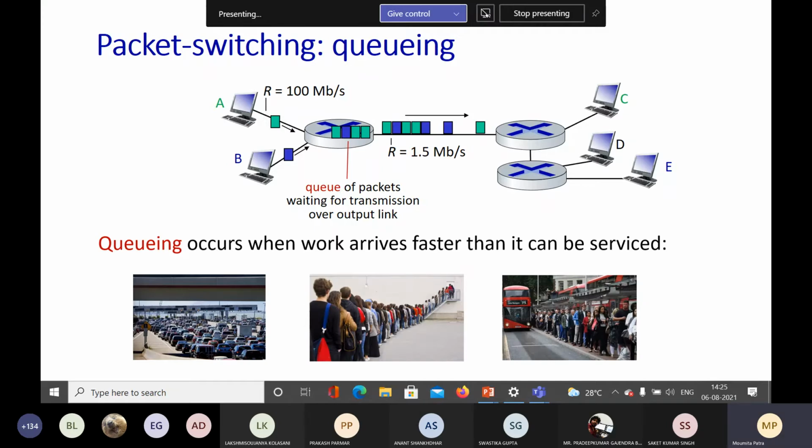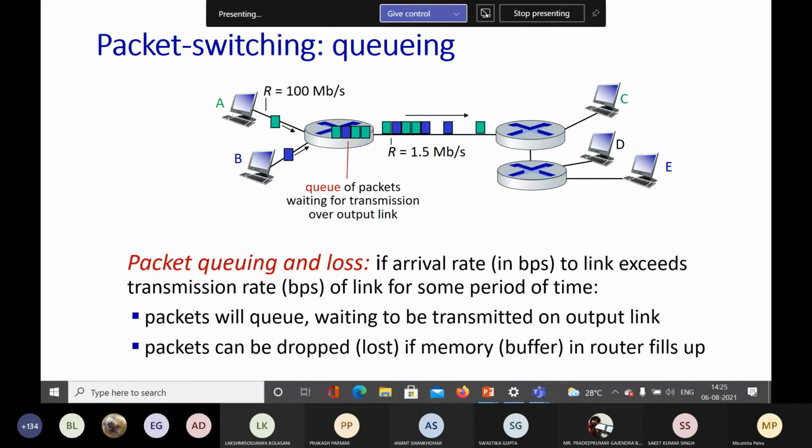So these are some examples that have been given of why a queue forms, just similar to a queue of humans or a queue of vehicles in a traffic jam. Similarly, you will form a queue of packets at the routers if there is a mismatch of capacities, as it has been shown here. So what happens if there is a queue? What happens if I have a large number of packets coming to a router and they are forming a queue?